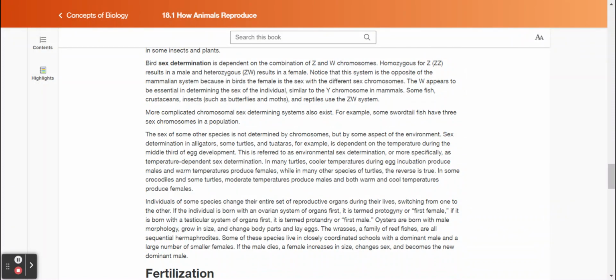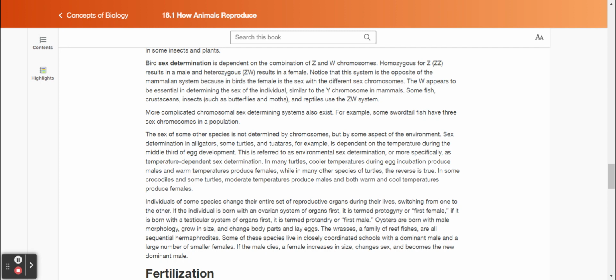Bird sex determination is dependent on the combination of Z and W chromosomes. Homozygous for Z, ZZ, results in a male, and heterozygous, ZW, results in a female. Notice that this system is the opposite of the mammalian system, because in birds, the female is the sex with different sex chromosomes. The W appears to be essential in determining the sex of the individual, similar to the Y chromosome in mammals. Some fish, crustaceans, insects, such as butterflies and moths, and reptiles use the ZW system.